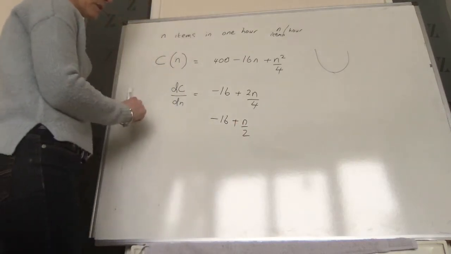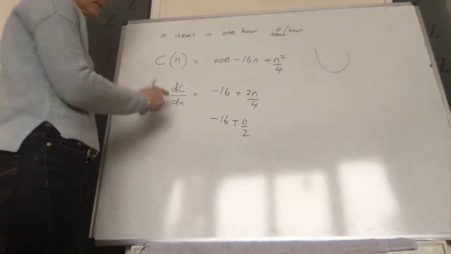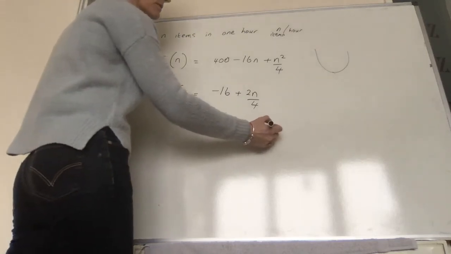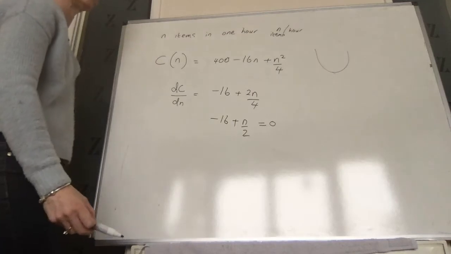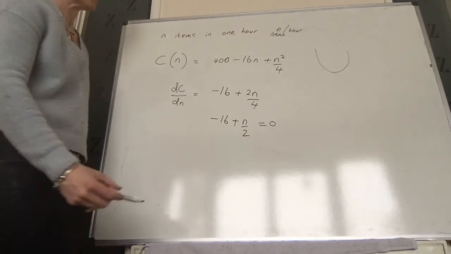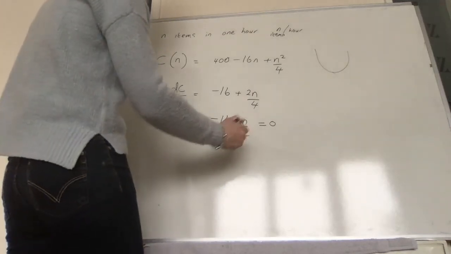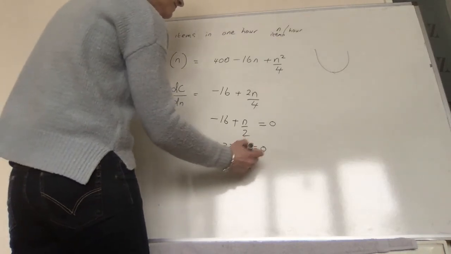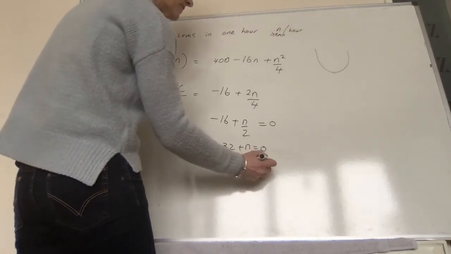Now, to find where that's a maximum or a minimum, in this case it will be a minimum, we will put dC by dn equal to 0 and find the value of n that makes it 0. Okay, so let's multiply across by 2. Minus 32 plus n is equal to 0. n is equal to 32.